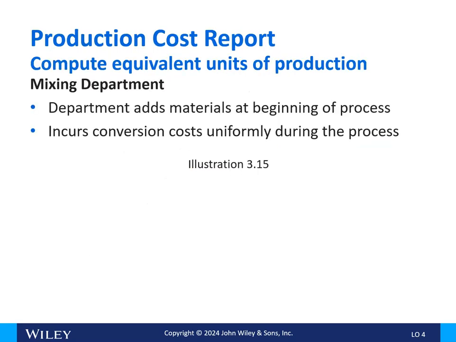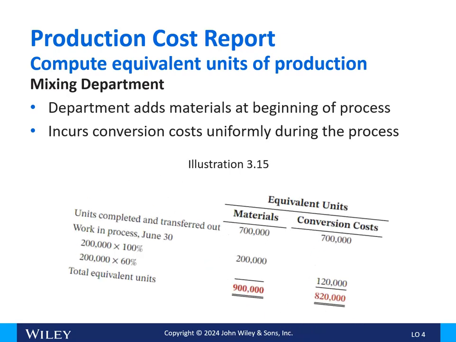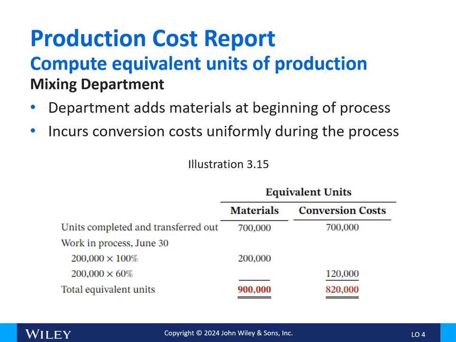Equivalent units of production. The department adds materials at the beginning of the process and incurs conversion costs uniformly during the process. So we would take those 900,000 units for materials, that's the equivalent units, since the 200,000 in work in process are at 100% for materials. And for conversion cost, we had the 700,000 completed and transferred out, plus the ending 200,000 units were 60% complete. So 60% of the 200,000, 120,000, gives us our 820,000 equivalent units for conversion costs.